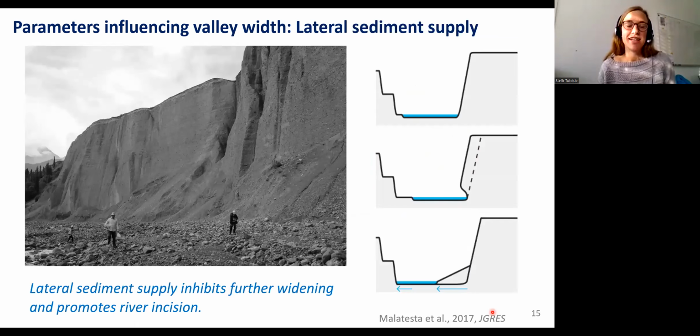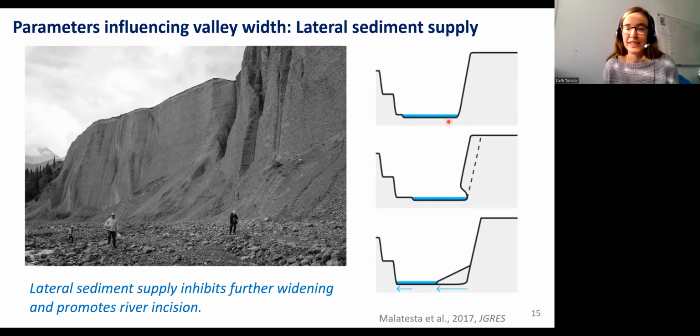Okay, and the last parameter I would like to mention that might be important is lateral sediment supply. What you can see here is a photo from a field study by Luca Malatesta. And they have been suggesting in this study that the height of the wall plays an important role when it comes to the evolution of the valley. So what they were suggesting is shown here in this little cartoon.